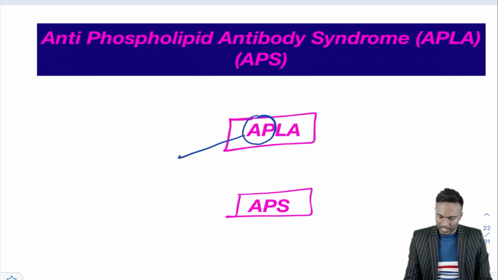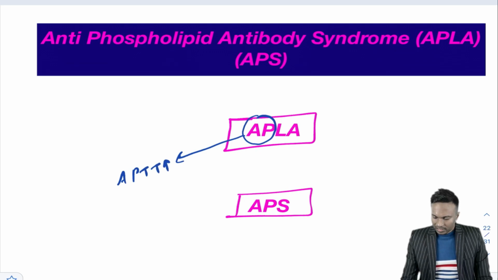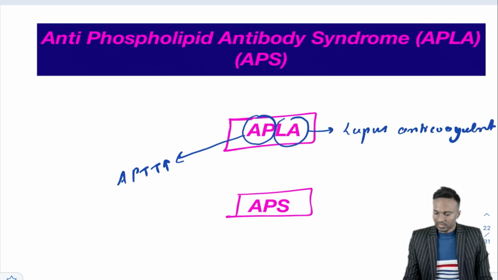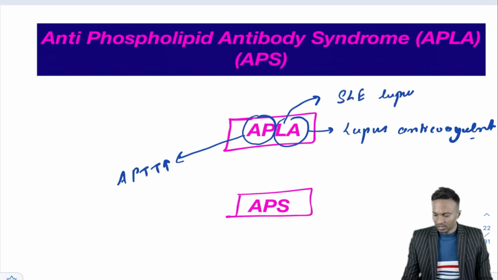AP indicates an increase in activated partial thromboplastin time. Again, the other two letters: L, lupus anticoagulant, which is actually a misnomer, right? It is actually procoagulant in vivo. Again, L, lupus anticoagulant, so it is related to lupus, SLE. Quite simple to remember, right?